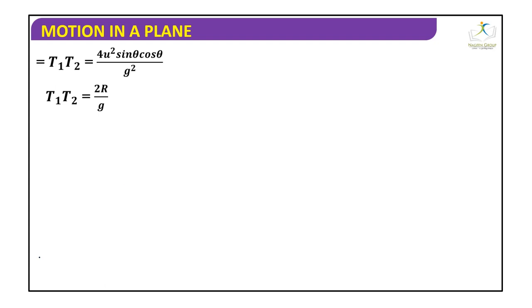Okay, so as I told you, T1 T2 is equal to 2R by g. So R is equal to 1 by 2 g times T1 T2.